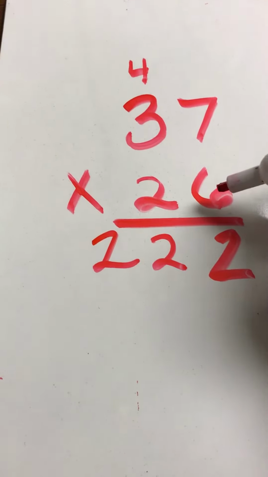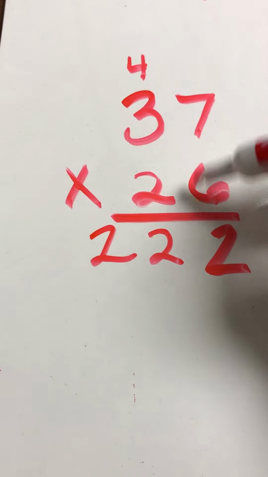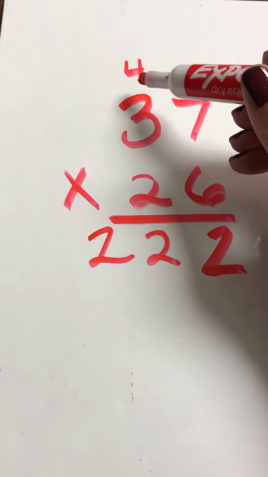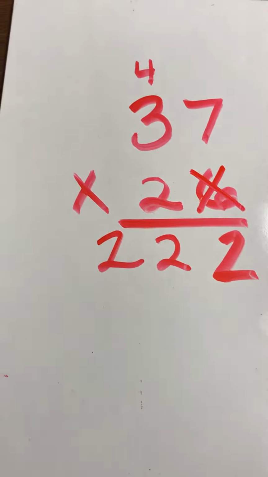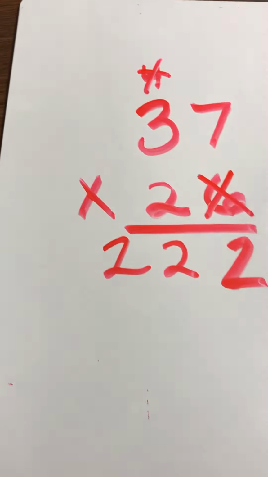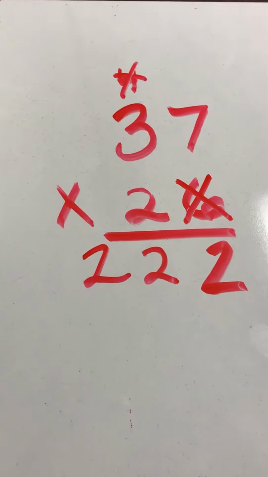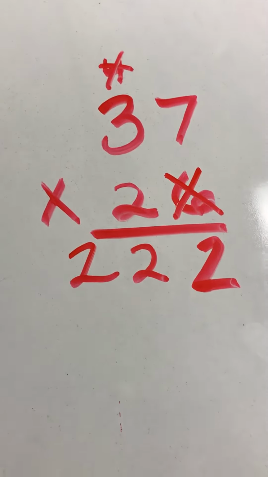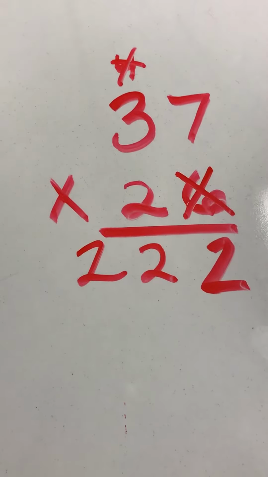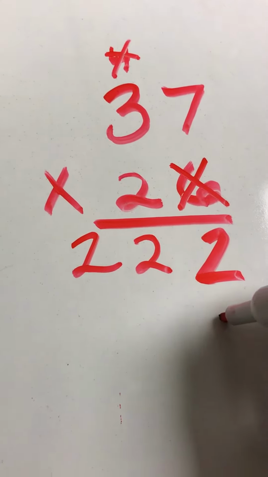Okay, since we have multiplied the bottom number in the ones place by both numbers up top and added in what we carried, we are now done with that 6, and we are also done with the 4. Sometimes I let the kids cross that out so that they don't get confused and multiply that number again. Then we would bring down a placeholder 0.